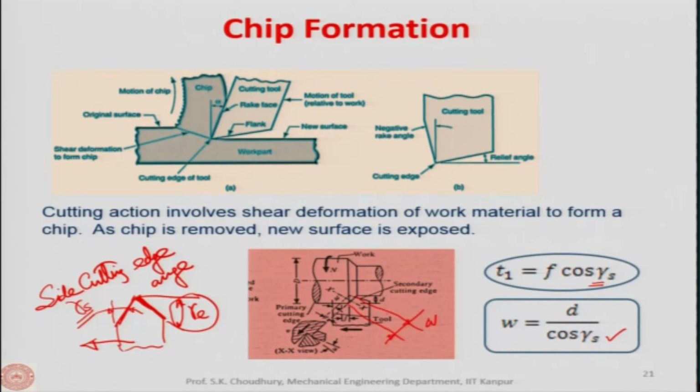So, this is the geometry of the process, and in the geometry these are the parameters. T1 is a geometrical parameter, F is a geometrical parameter, width of cut and depth of cut. So, they are related in this way. You can understand that T1 and W, their product is equal to F into D. So, W T1 is equal to F into D, because cos gamma is getting cancelled.